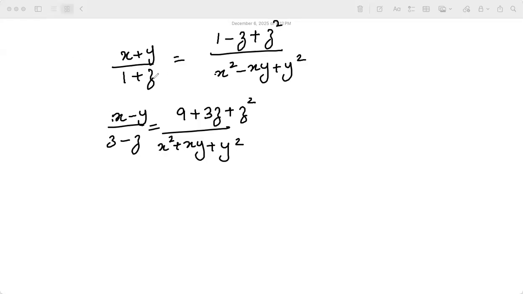Okay. Go ahead, cross multiply and tell me the answers. You will get two equations. Then we'll go to rationalizing denominators as well.